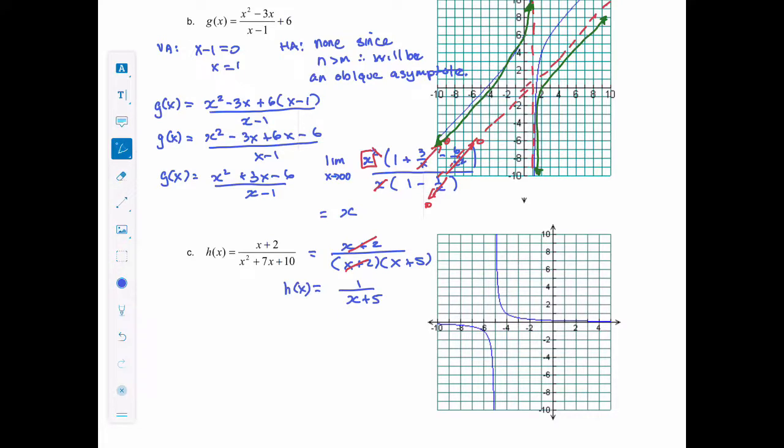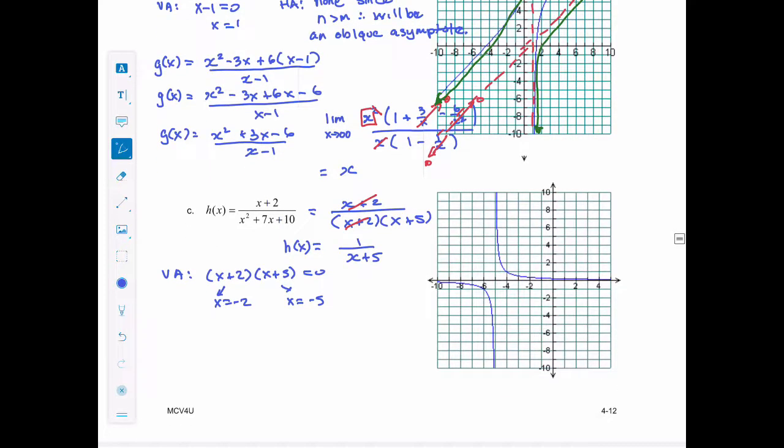So because we canceled out a value, that is going to produce something called a hole. Let's go through it in stages. Let's do our vertical asymptote. Our vertical asymptote is when the denominator is set to 0. So in this case, we want to see what happens when x plus 2 and x plus 5 are equal to 0. That's going to produce x equals negative 2 and x equals negative 5, right? But we know that this one here is a hole, and we'll find the point.